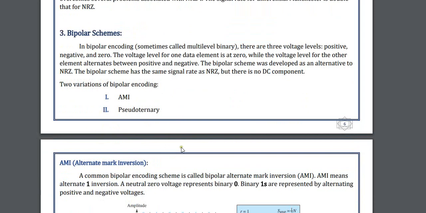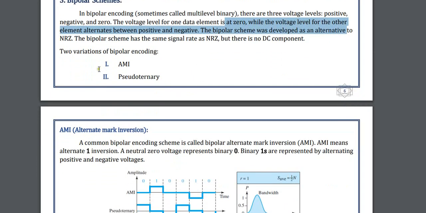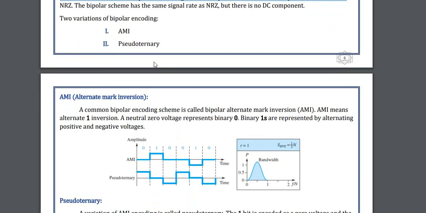Now the bipolar schemes. Bipolar encoding is sometimes called multilevel binary. There are three voltage levels: positive, negative and 0 voltage. The voltage level for one data element is at 0, while the voltage levels for the other elements alternate between positive and negative. Here we have two variations of bipolar encoding: the AMI and the pseudoternary.